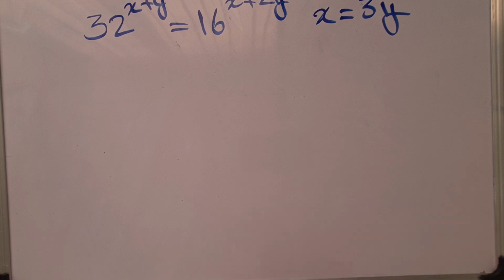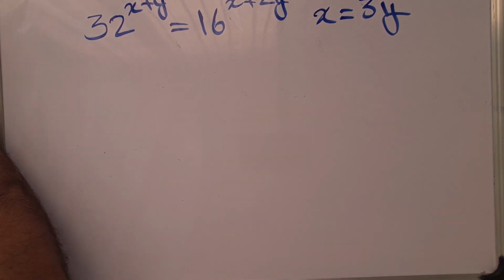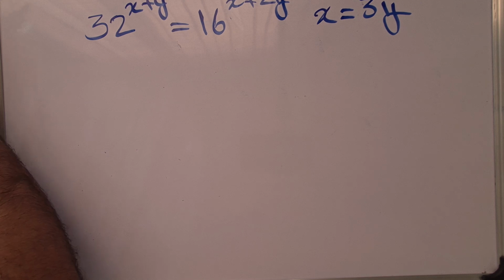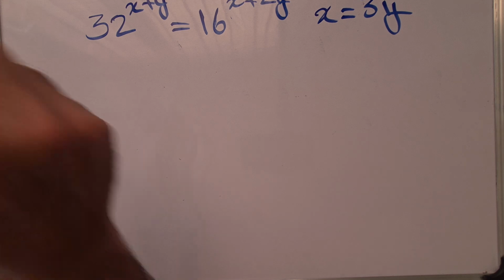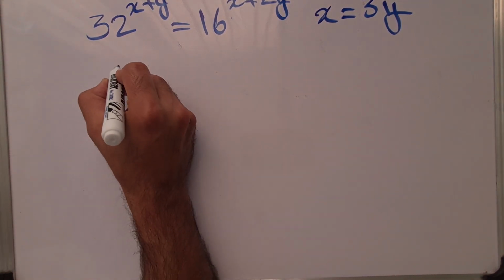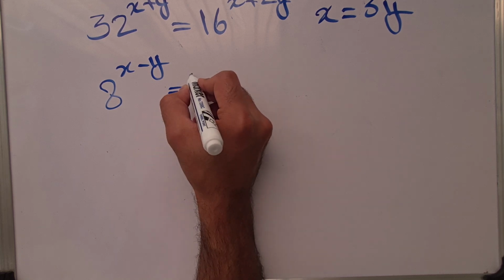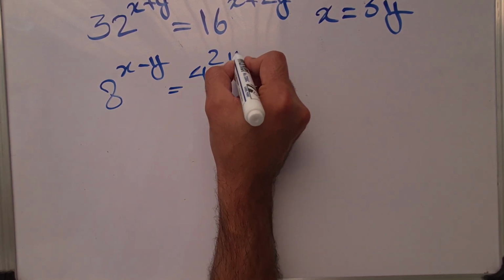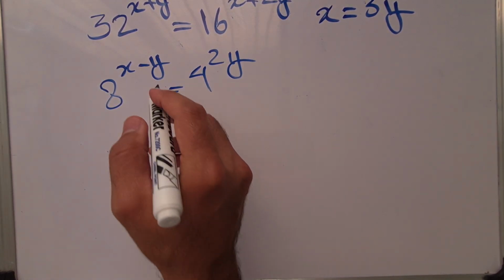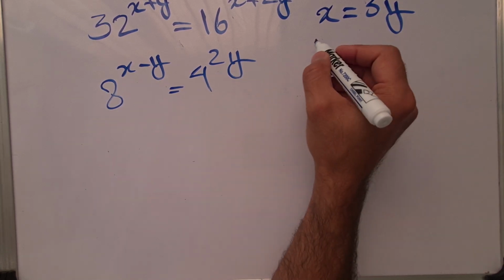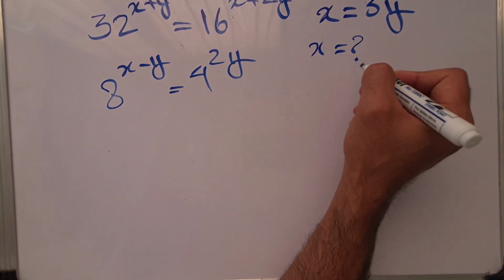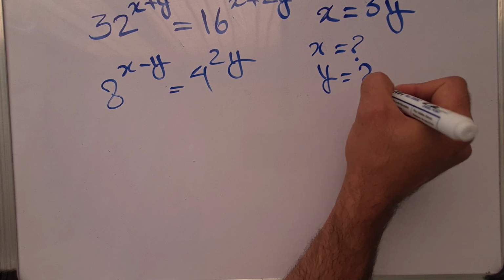So what if there was a second part of the question: 8 to the power of (x minus y) equals 4 to the power of 2y. So this is the second part of this problem. Now let's find out what the exact values of x and y are.